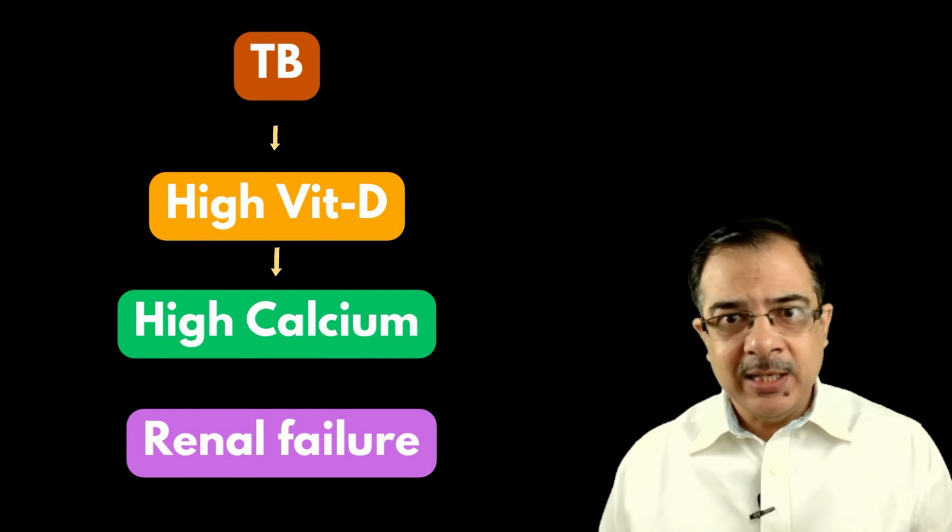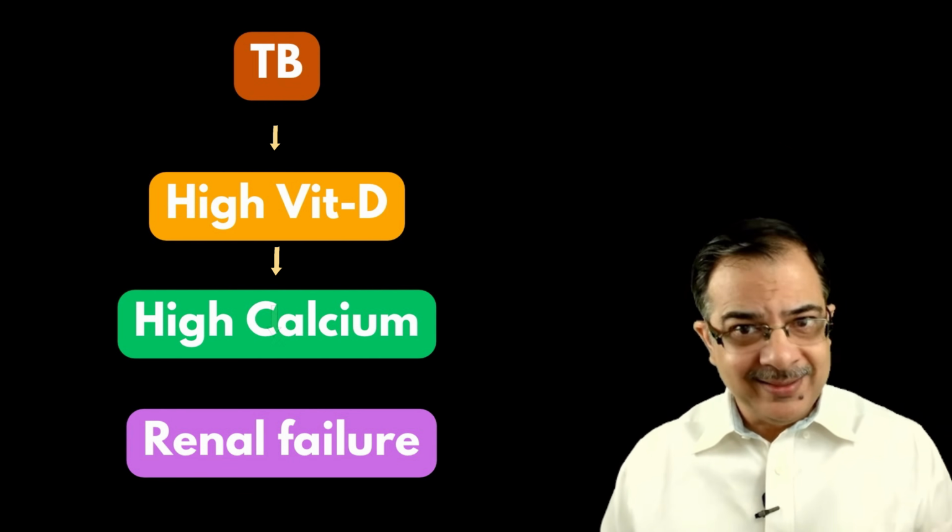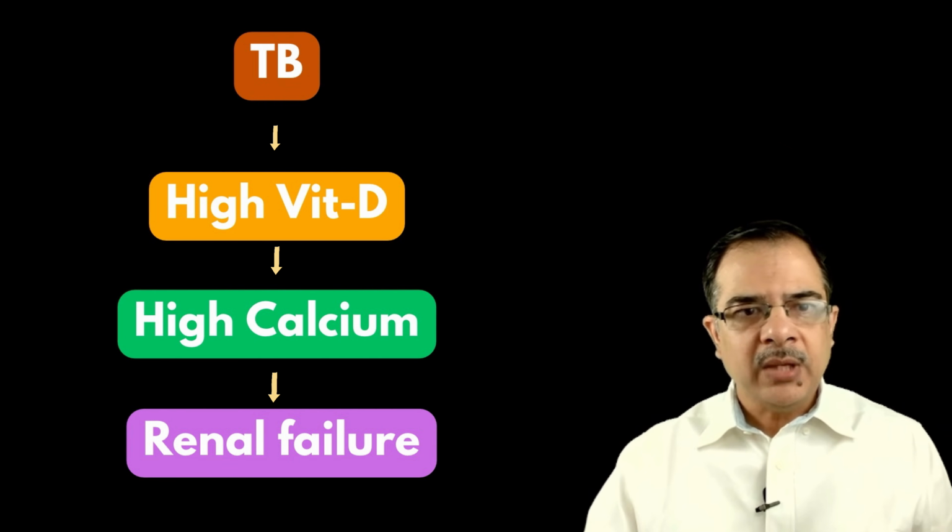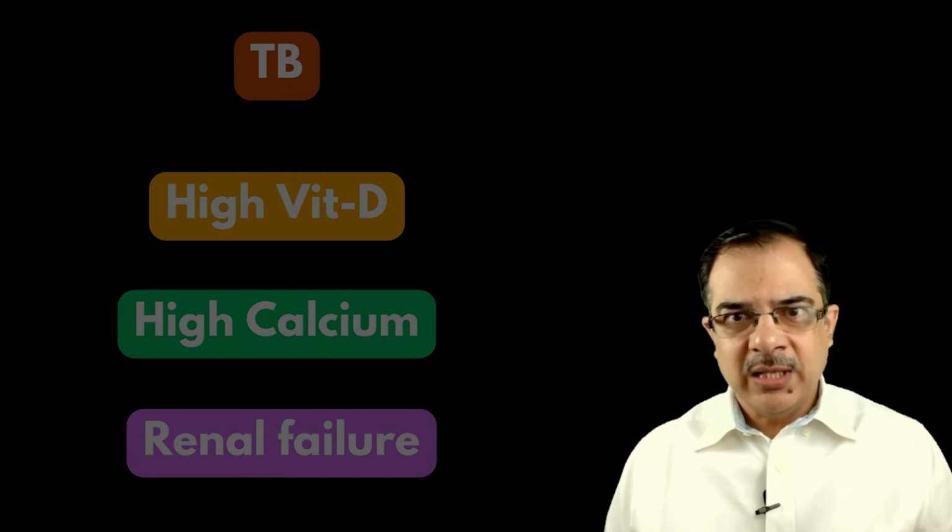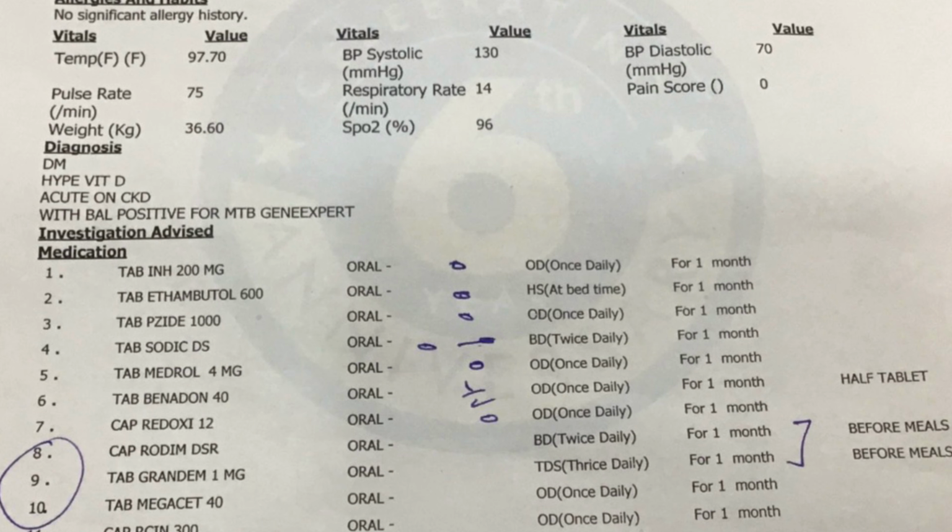So maybe the high calcium level can lead to renal failure. That is a possibility. So the patient was managed. The patient was started on ATT. As you can see, this is the prescription of the patient. ATT was started, and you can see number 5 medication, Medrol. Medrol is a steroid. So why was the steroid started in this condition?